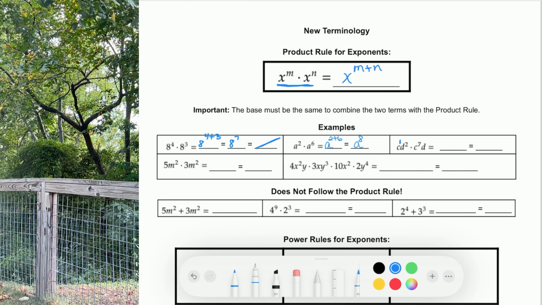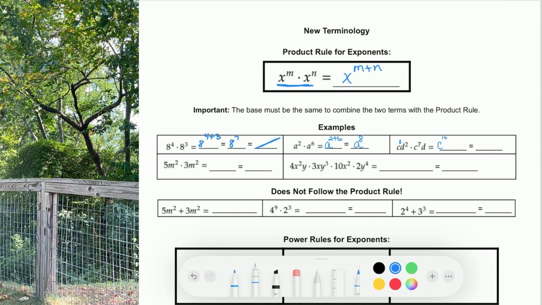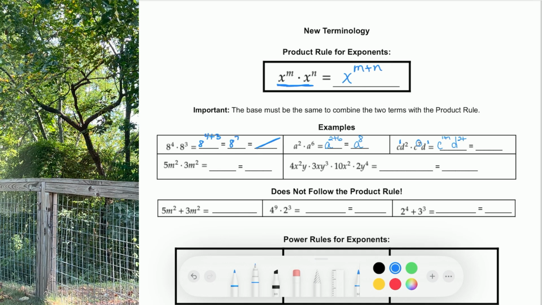So when I set up my blank here, I'm going to have c to the power of 1 plus this 7 over here, that's with that other c. 7. And then I have my d that I need to deal with. I have d to the power of 2 plus, oh look, we have an invisible 1 with this d here that's not written. So 2 plus 1. And that simplifies down to c to the power of 8, d to the power of 3.